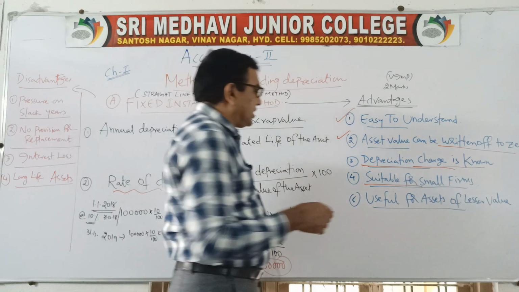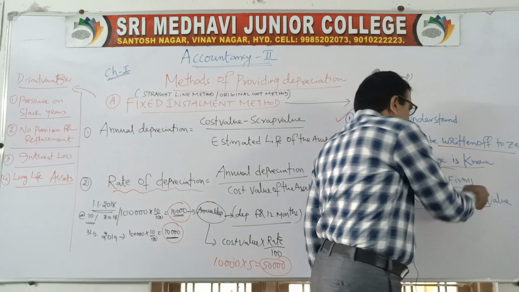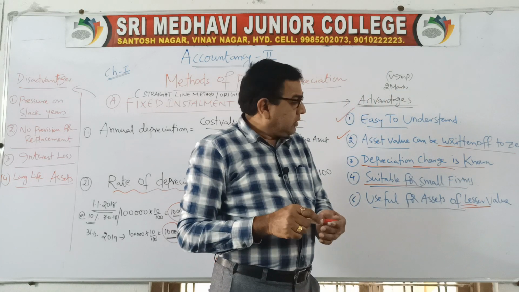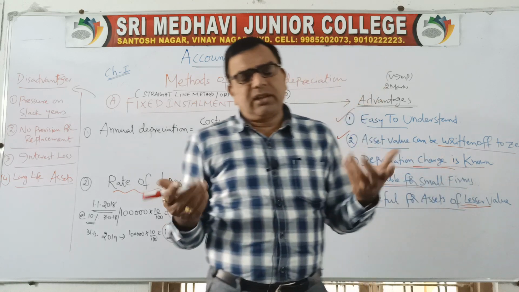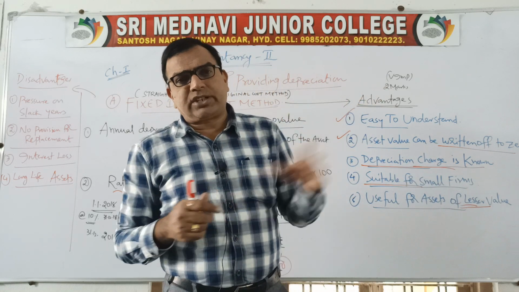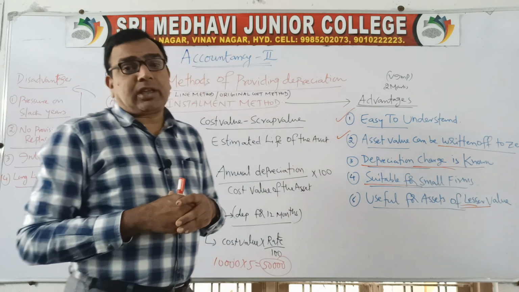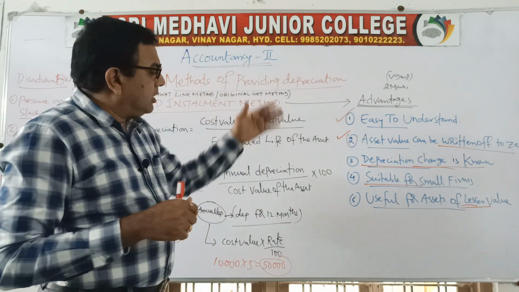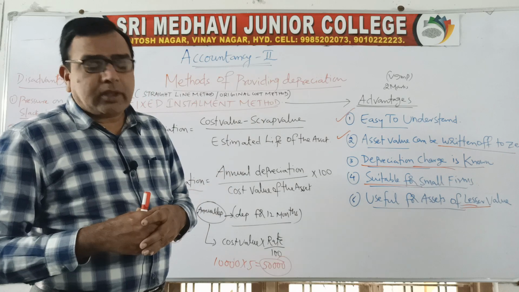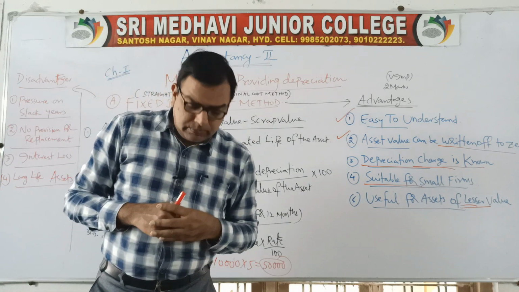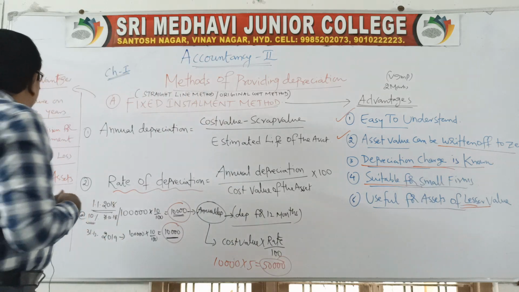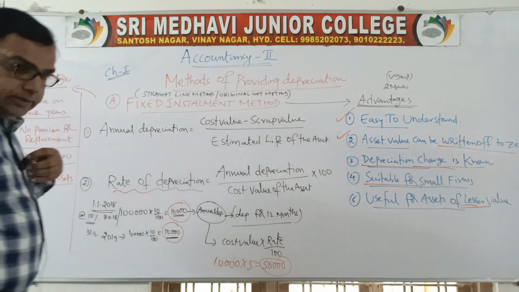Then, useful for assets of lesser value. That's what I was telling. Lesser value means where the asset value is 1 lakh, 2 lakhs, 3 lakhs. Like that, for smaller amounts of assets, fixed installment method calculation is very easy and very useful for the firm. So these are the advantages of using the fixed installment method. Then let us understand the disadvantages.